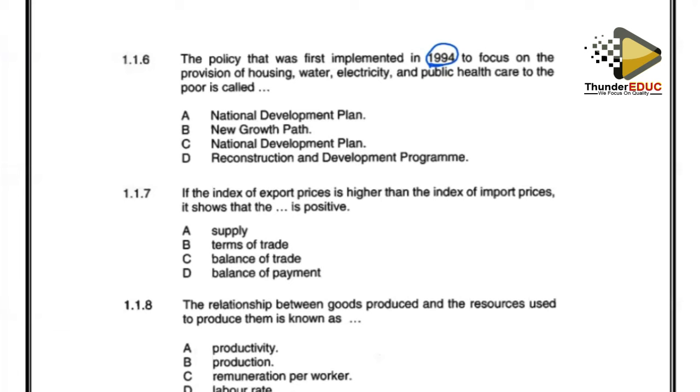Okay, right. So in this regard, the appropriate answer that we have is going to be D, which is the Reconstruction and Development Programme, which is RDP houses.